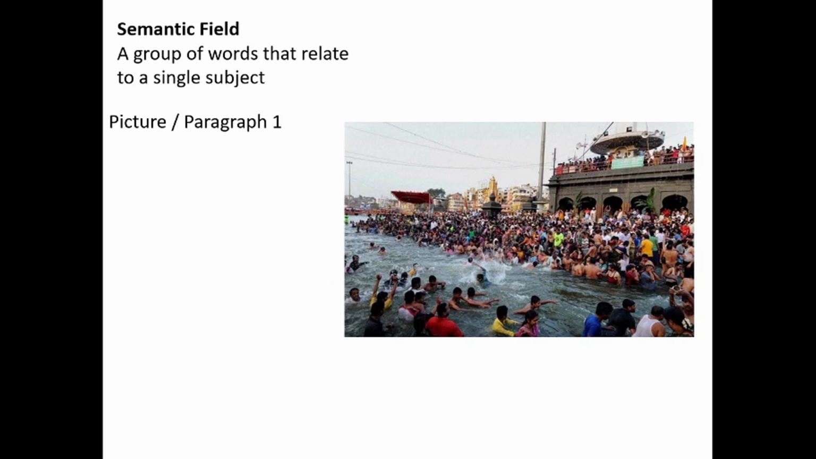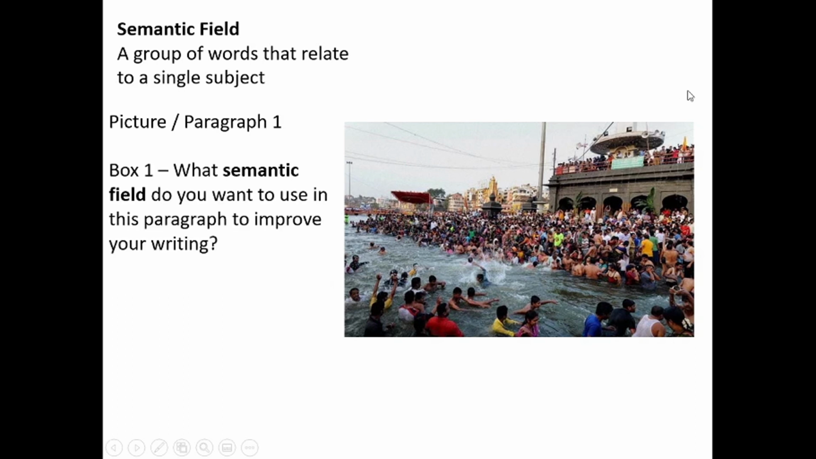So if we move on to semantic field, as you know, semantic field is a group of words that relate to a single subject. So for picture 1, which is your first paragraph, which is this lots and lots of people here all swimming about in the water. The first thing I want you to think of for box 1, what semantic field are you going to use in this paragraph? Some suggestions.